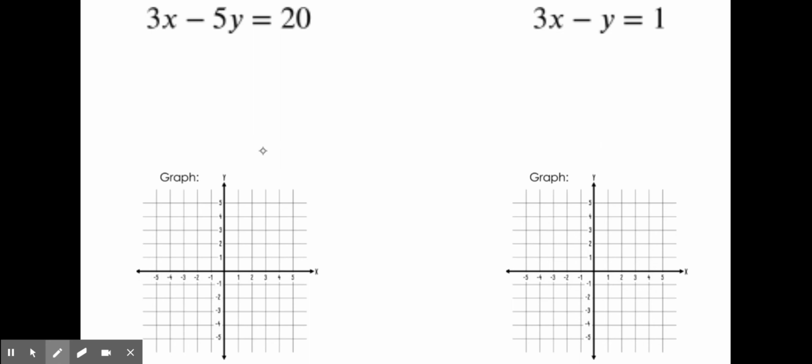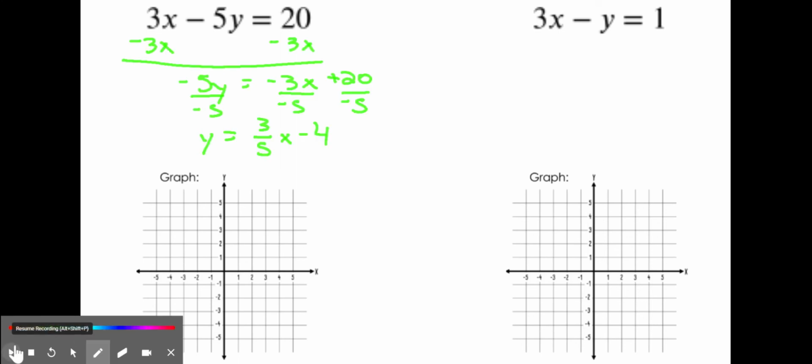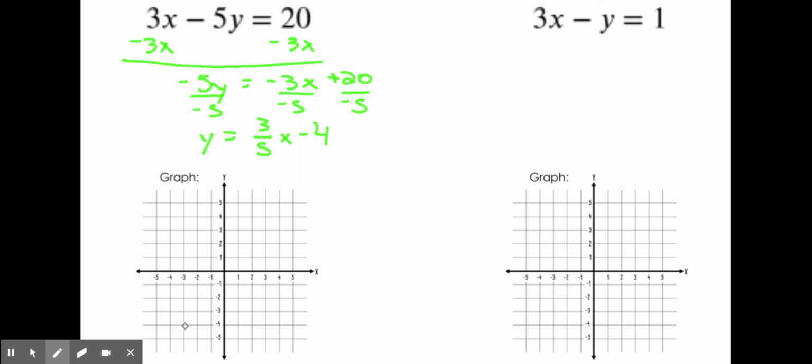3x minus 5y equals 20. So I want you to take this linear equation that's in standard form. I want you to convert it to slope-intercept form. You should have gotten y equals 3/5 x minus 4. If you didn't, correct your work. Once you have everything correct, identify m, identify b, and graph the line.